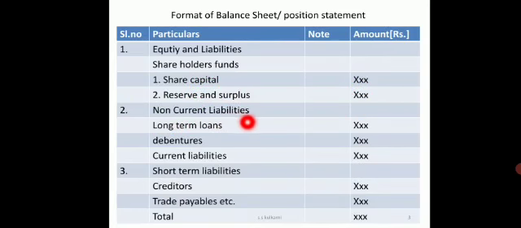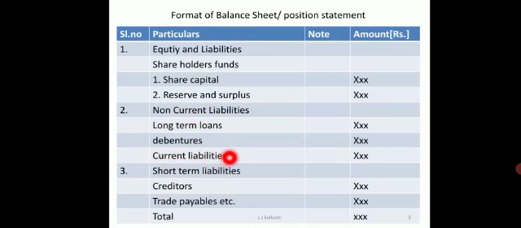Next you are having long-term liabilities or non-current liabilities. These are the liabilities which extend for more than 5 years. So basically we'll be having long-term loans and debentures or any other type of loans which are existing or taken for more than 5 years. So you are having these two items which are treated as long-term or non-current liabilities.